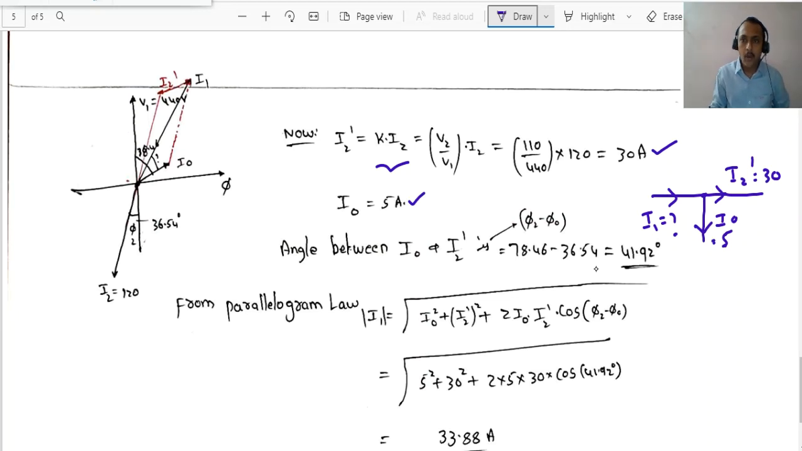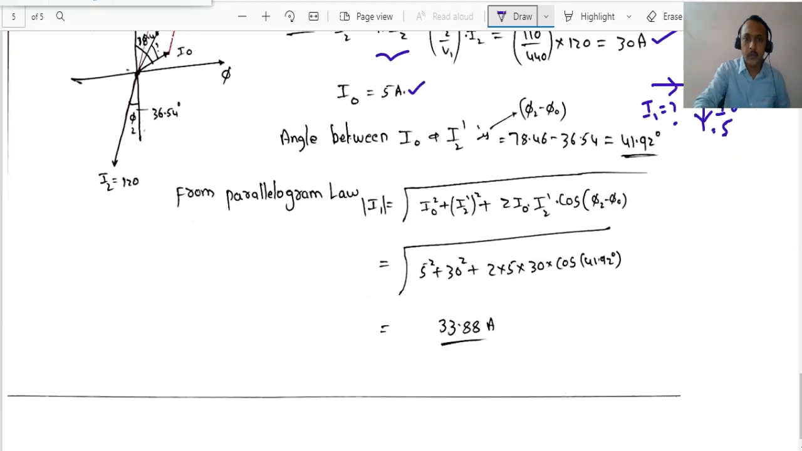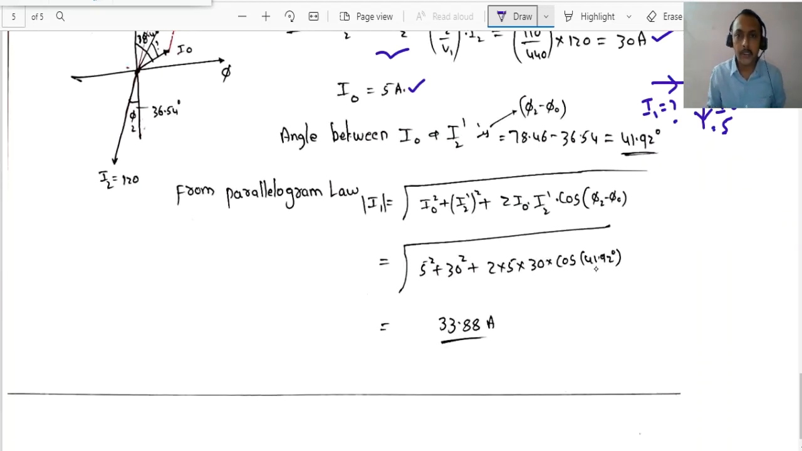Now I1 will be how much? Just now I told, don't simply add this 30 and 5. It is a vector sum: I0 square plus I2 dash square plus 2 I0 I2 dash into cos of the angle between those two. Between those two the angle is cos of plus theta or minus theta, you will get the same answer, because phi 2 minus phi 0 or phi 0 minus phi 2 is also okay.